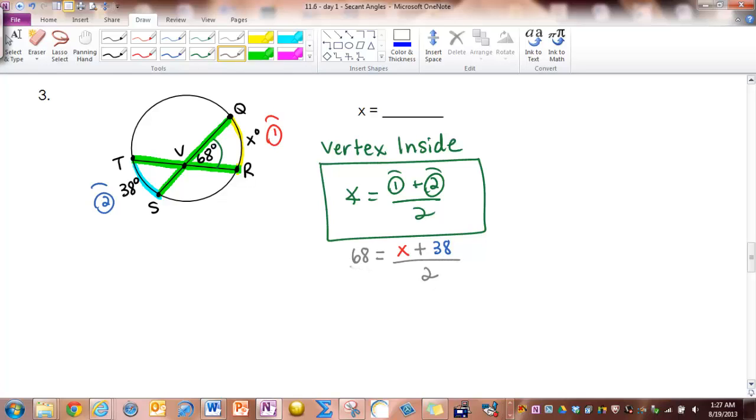Like the other problem, we put the 68 over 1 and cross multiply. 68 times 2 is going to be 136 degrees equals 1 times x plus 38, which is x plus 38. Then we subtract 38 from both sides, and our x is found to be 98 degrees.